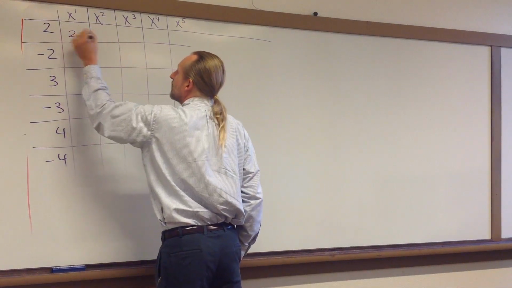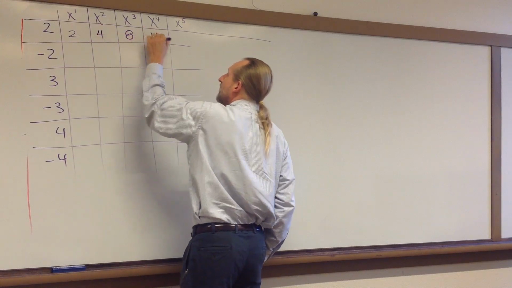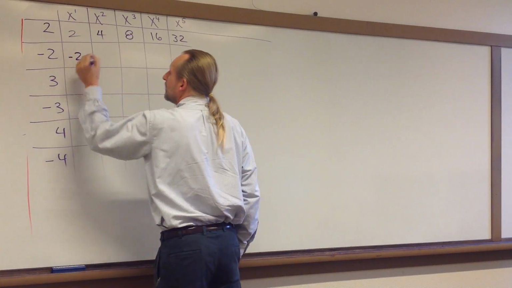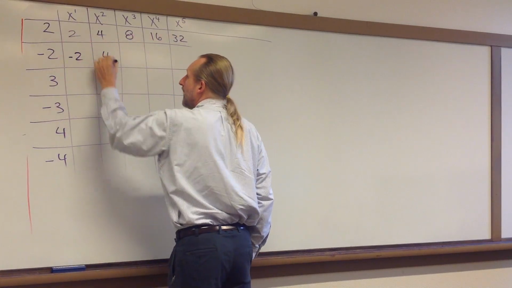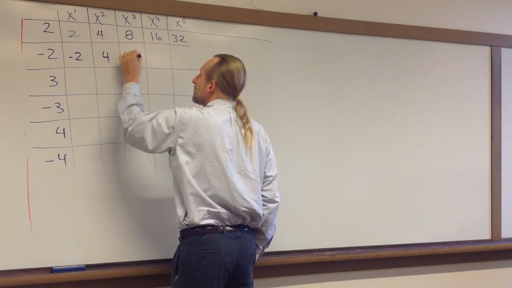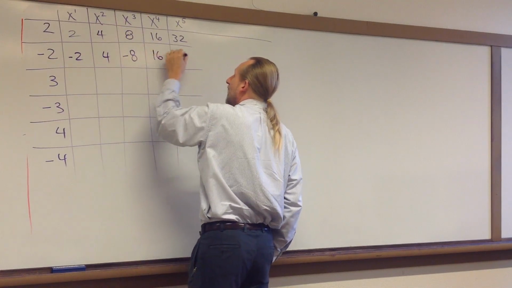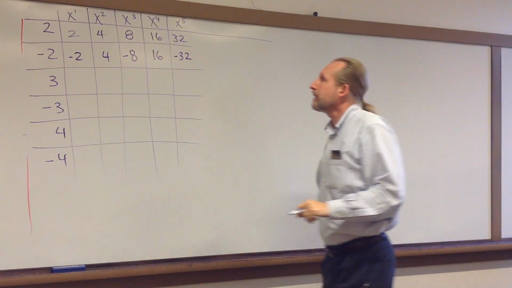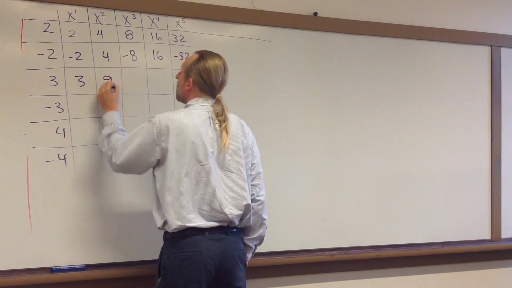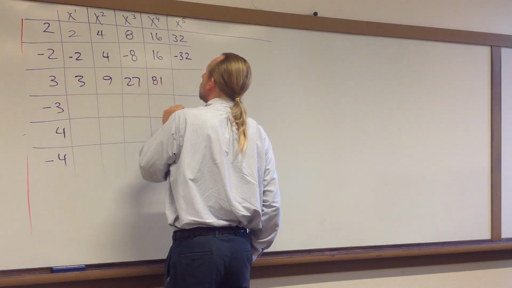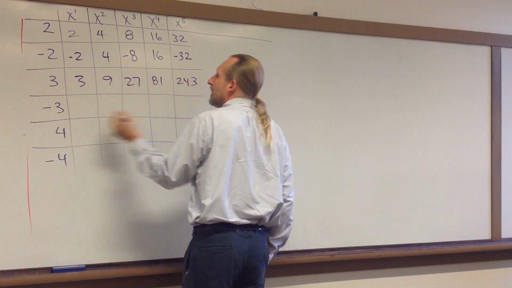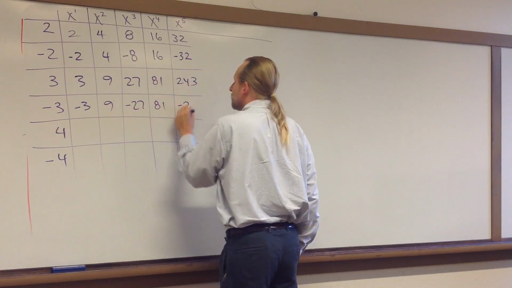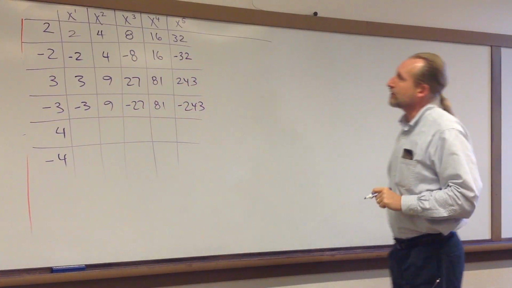So 2 to the first is 2, 2 squared is 4, 8, 16, and 32. With the negative 2, they'll be the same here, same absolute value, but the even powers will be the same, and the odd powers will have an opposite sign. And that'll be true for the rest of the numbers as well. Let's see here. 3, 9, 27, 81, and then 243. So this will be negative 3, positive 9, negative 27, positive 81, and then negative 243.